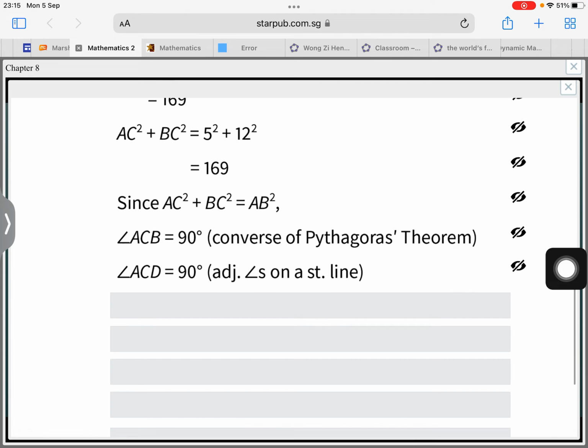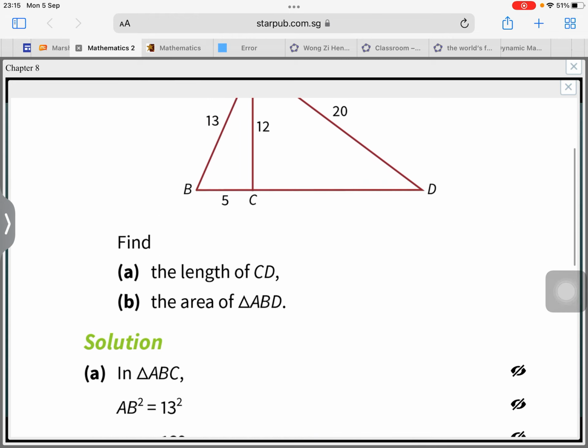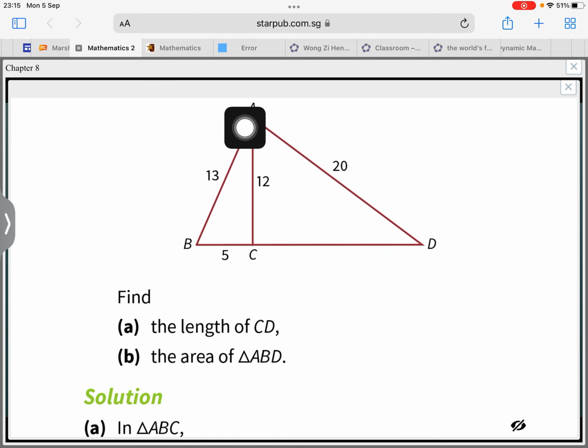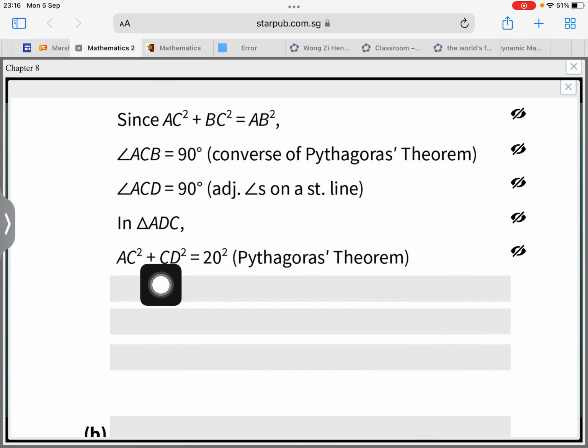Okay, so let's see. They say that angle ACD is also 90 degrees, because the adjacent angles on a straight line, 180 minus 90, is 90. Then you can apply your Pythagoras theorem, where AC square plus CD square equals AD square. Then you do a substitution.